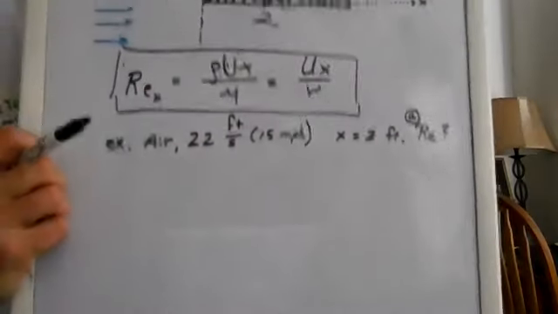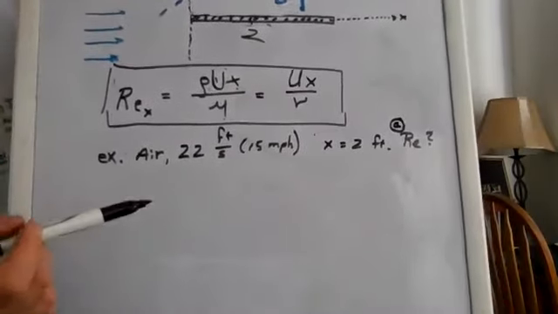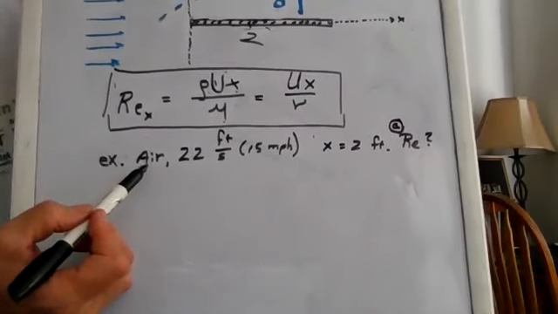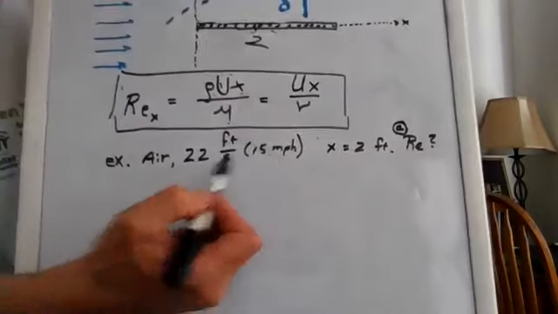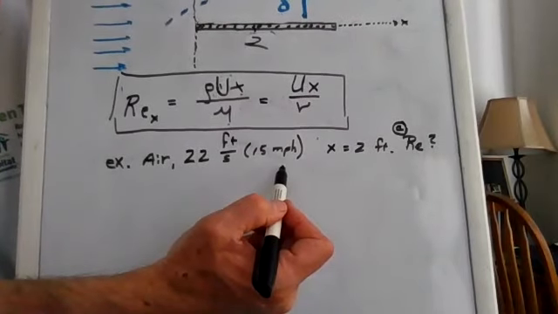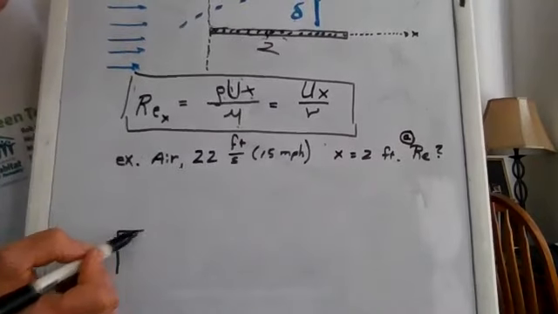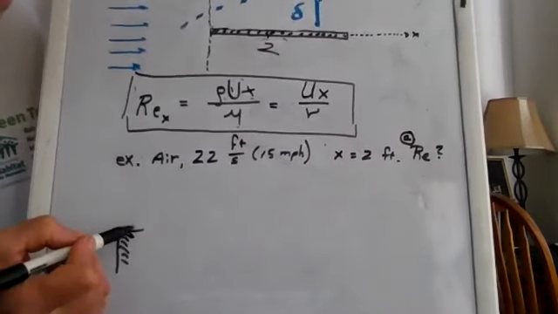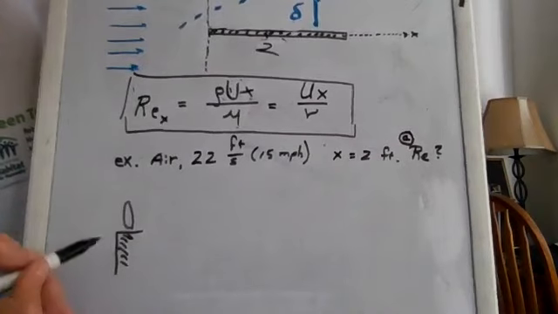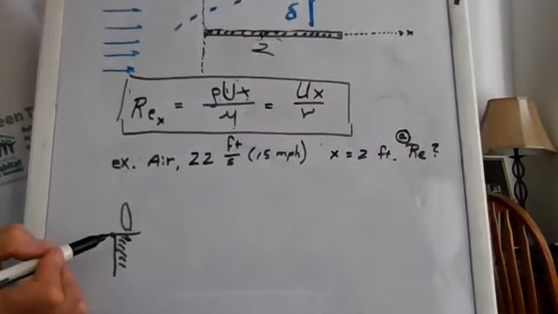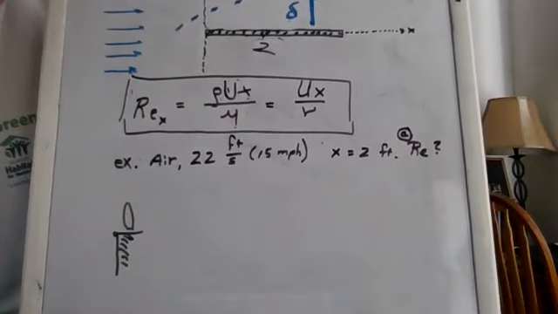All right, let's get to work. What is the Reynolds number going to be like in this, where we have air flowing over, say, the top of a roof at 22 feet per second? That's 15 miles per hour. And what if we're 2 feet from the initial point on that roof? What is the Reynolds number going to be at that point right there, 2 feet in from the leading edge of the roof? We'll go. I'll work it out and we'll see what you guys get.